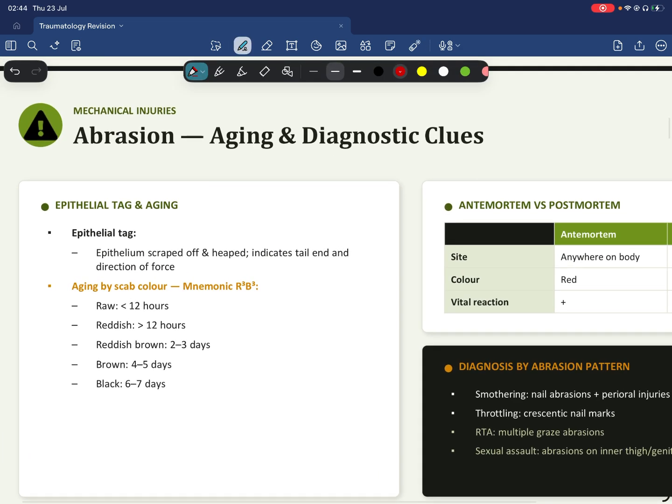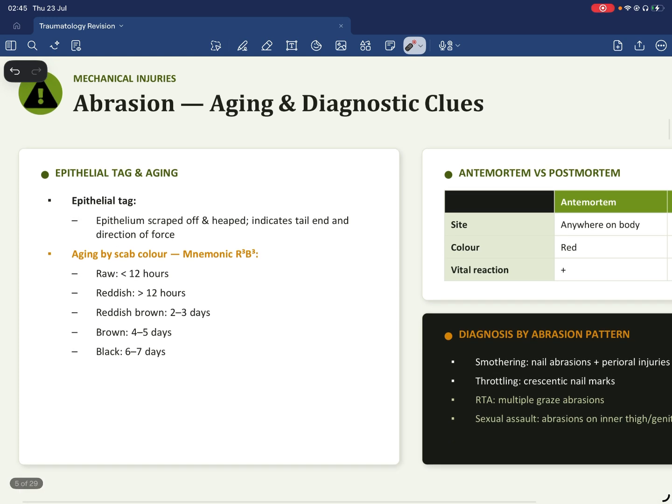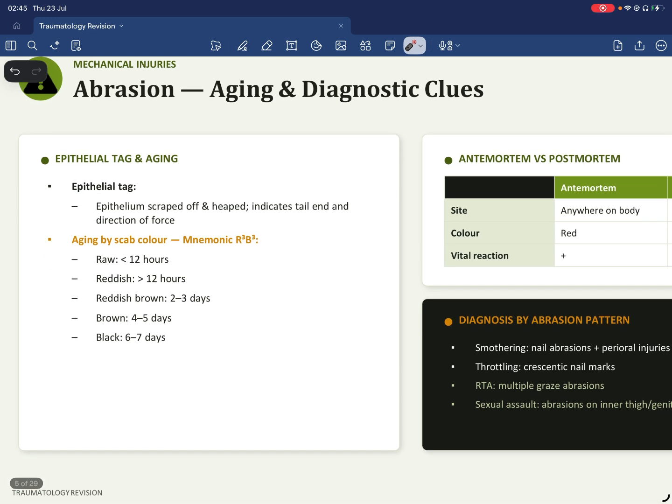We have abrasion aging and diagnostic clues. We have the epithelial tag. The epithelial tag tells us about the direction of the force leading to the injury, which can be indicated with the tail end where there is heaping of epithelium towards the end of the abrasion. The aging of the scab color can be remembered by R squared, RB, B squared, which is red, raw red, red brown, brown, black.